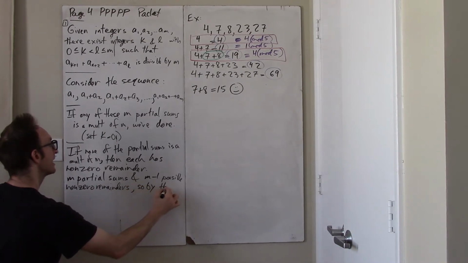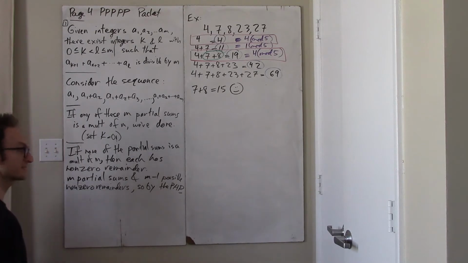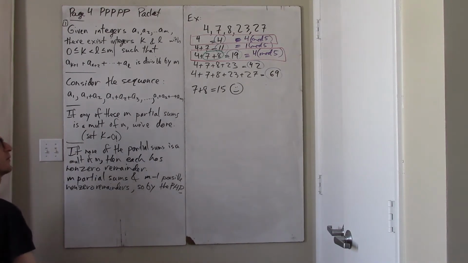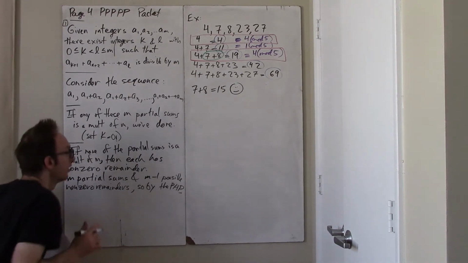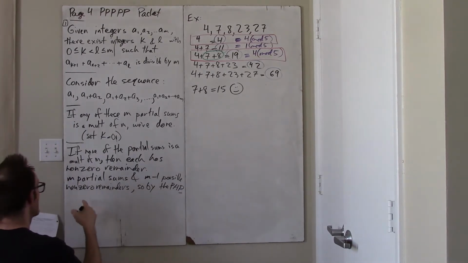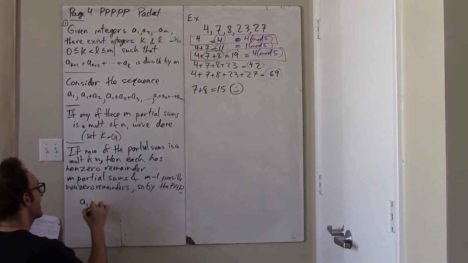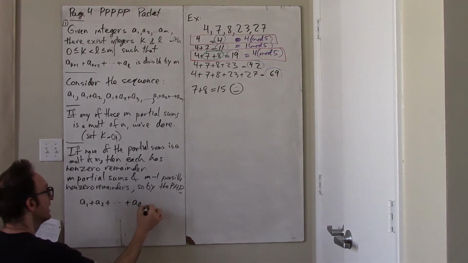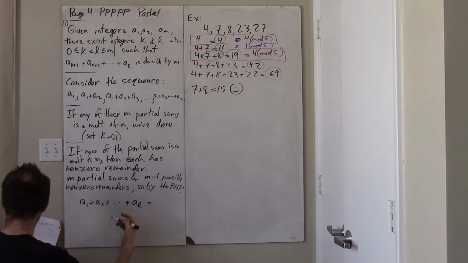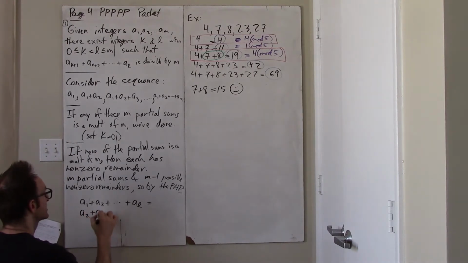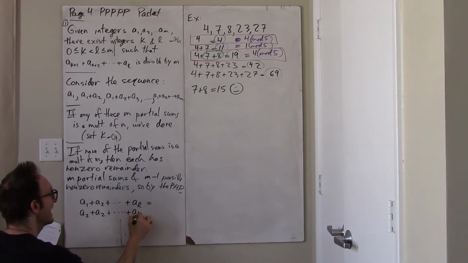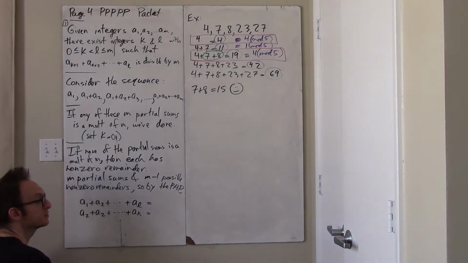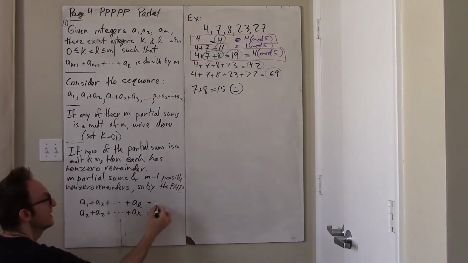So, by the Pigeonhole Principle, there must be two partial sums with the same remainder after dividing by m. And so, I'll just cut right to the math. We must have some a1 plus a2 plus partial sum going up to, say, aL. Let L and K be the indices of the two separate partial sums which have the same remainder upon dividing by m.